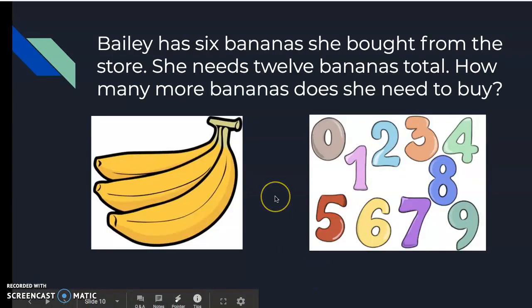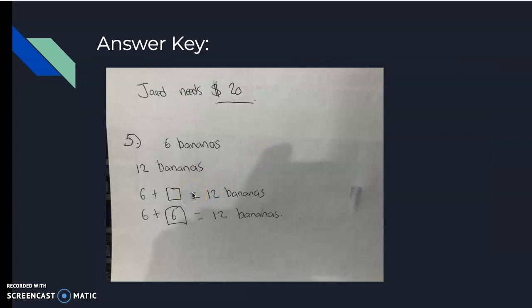For the last one, I kept it simple. Again, he wrote out the numbers. Bailey has 6 bananas she bought from the store. She needs 12 bananas total. How many more bananas does she need to buy? He struggled a little bit because it's bananas, I noticed. And then when I showed him an actual visual pair, it made a little more sense to him, so he could see the grouping methods a little bit. The way he solved it was 6 bananas total, how many she needs. And he was easily able to put, as in groups, 6 and 6 would equal 12. And he solved that fairly easily.